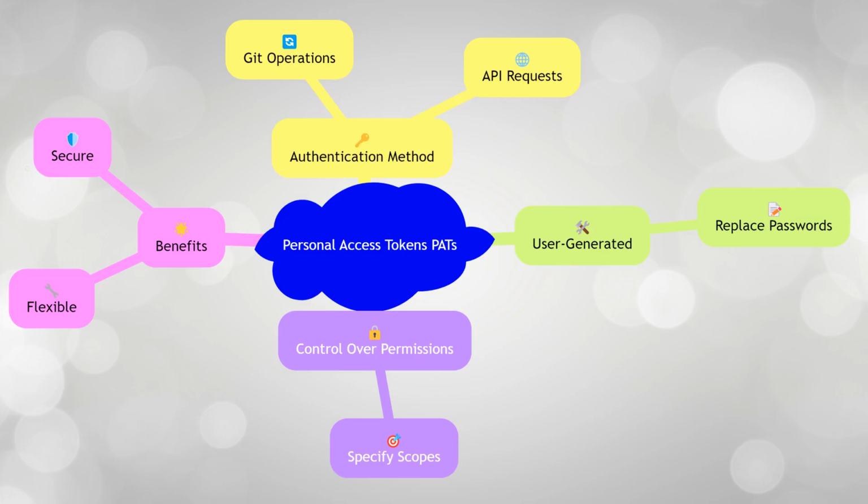Personal access tokens, PATs, are another method of authenticating with GitHub. They are user-generated tokens that can be used in place of a password for Git operations or to authenticate API requests. PATs offer more control over permissions compared to passwords, allowing you to specify the exact scopes the token should have. This makes them a flexible and secure option for various use cases.